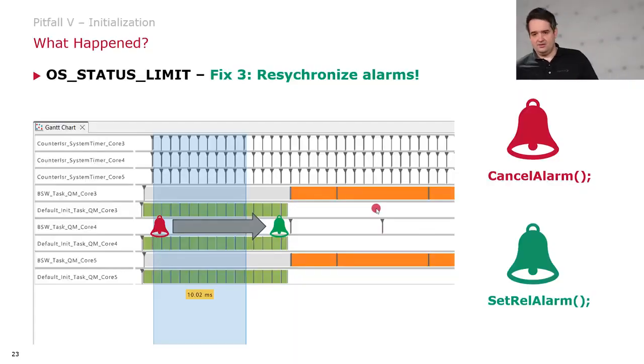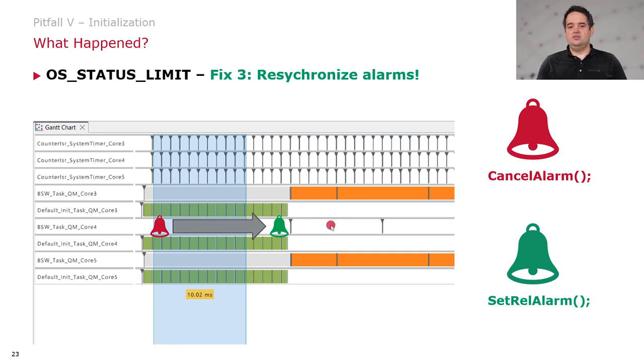Step 3, the third idea would be to resynchronize the alarms again. So let's assume we are canceling the alarm during the startup in here because we're busy with some other tasks, we want to do some other initializations, and at the very end of the initialization phase, right before we start with the normal scheduling, we set the alarm again.